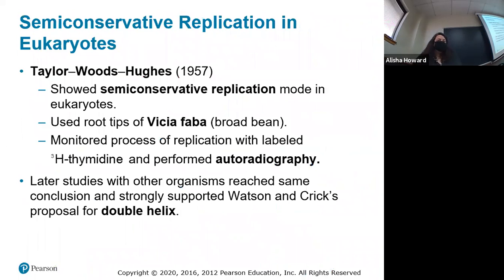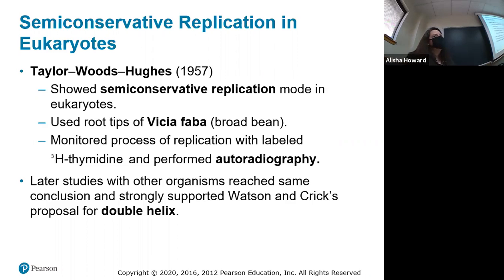Okay, and then there's also the Taylor-Woods-Hughes experiment. So that was in bacteria. I mean, we're more complex, so, you know, eukaryotes. Let's use a plant. So they also showed that higher eukaryotes follow a semi-conservative replication mode by using the broadbean plant.